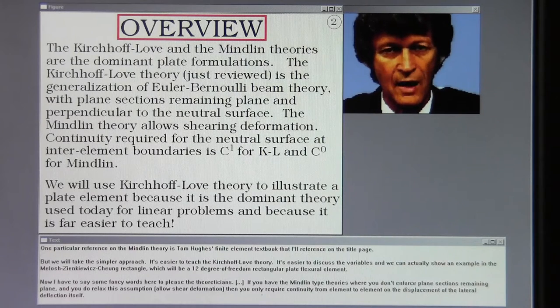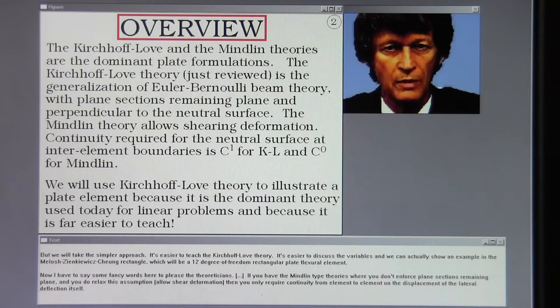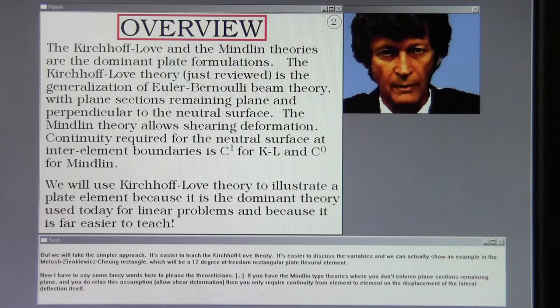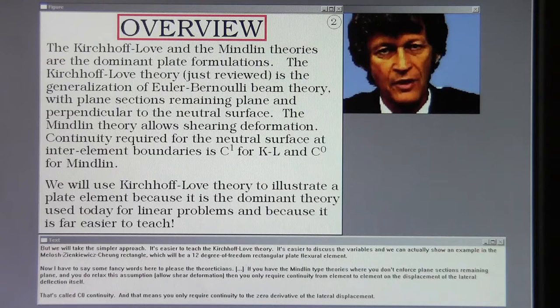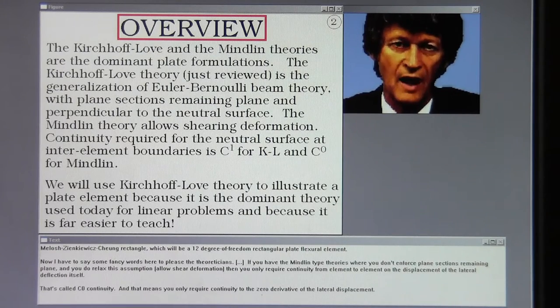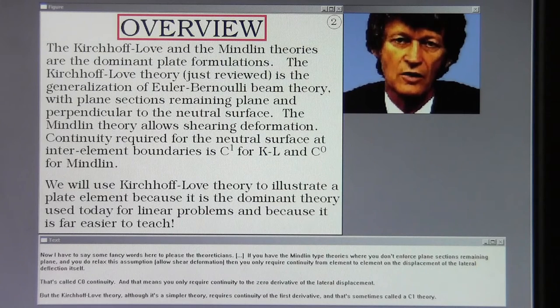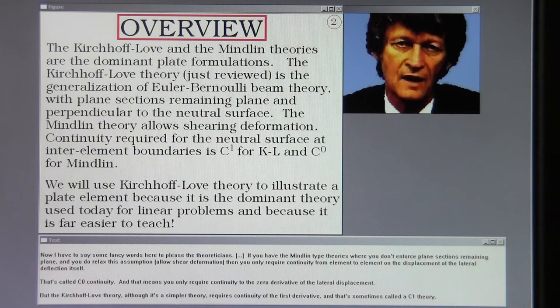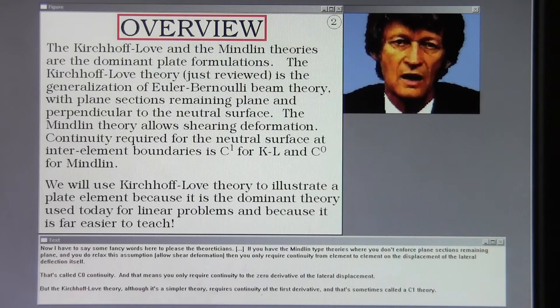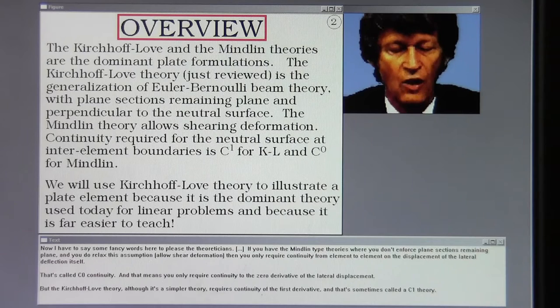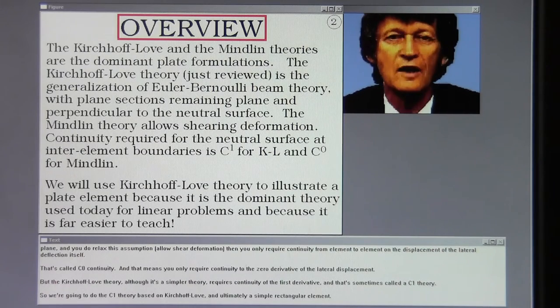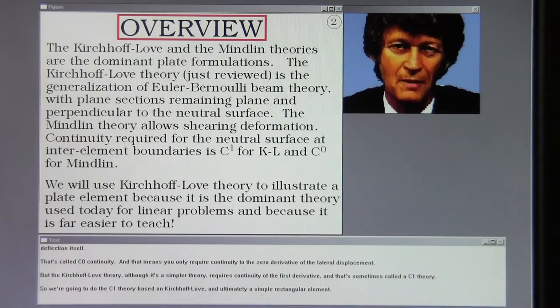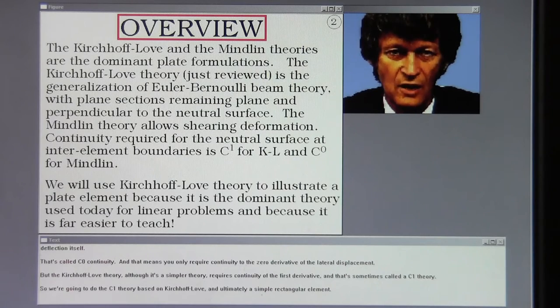And we can actually show an example in the Melosh-Zienkiewicz-Cheung rectangle, which will be a 12 degree of freedom rectangular plate flexural element. Now, I have to say some fancy words here to please the theoreticians: if you have the Mindlin-type theories where you don't enforce plane sections remaining plane, and you relax this assumption and allow shear deformation, then you only require continuity from element to element on the lateral deflection itself. That's called C0 continuity, and that means you only require continuity of the zero derivative of the lateral displacement. But the Kirchhoff-Love theory, although it's a simpler theory, requires continuity of the first derivative, and that's sometimes called a C1 theory. So we're going to do the C1 theory based on Kirchhoff-Love and ultimately a simple rectangular element.